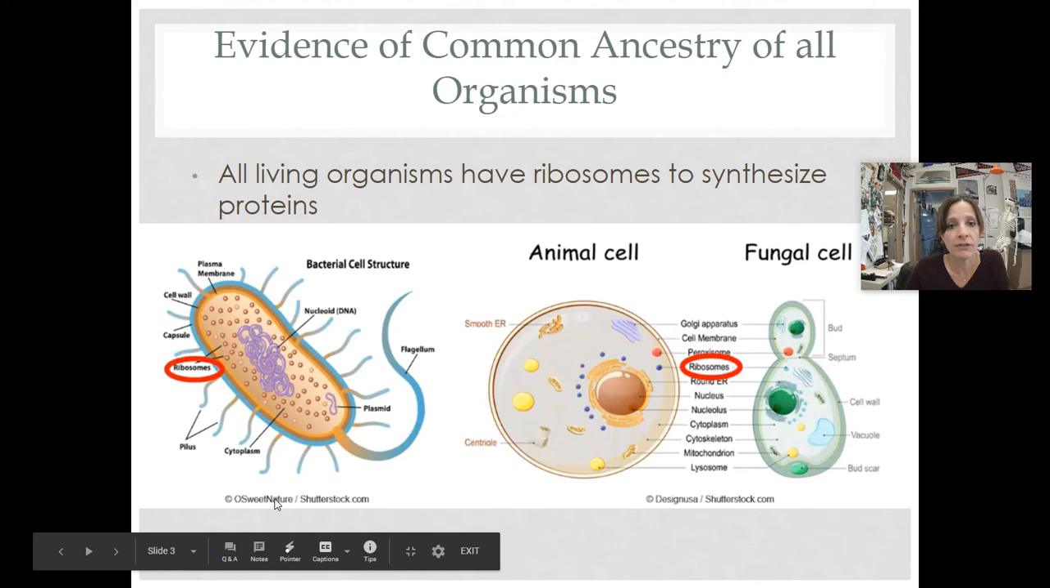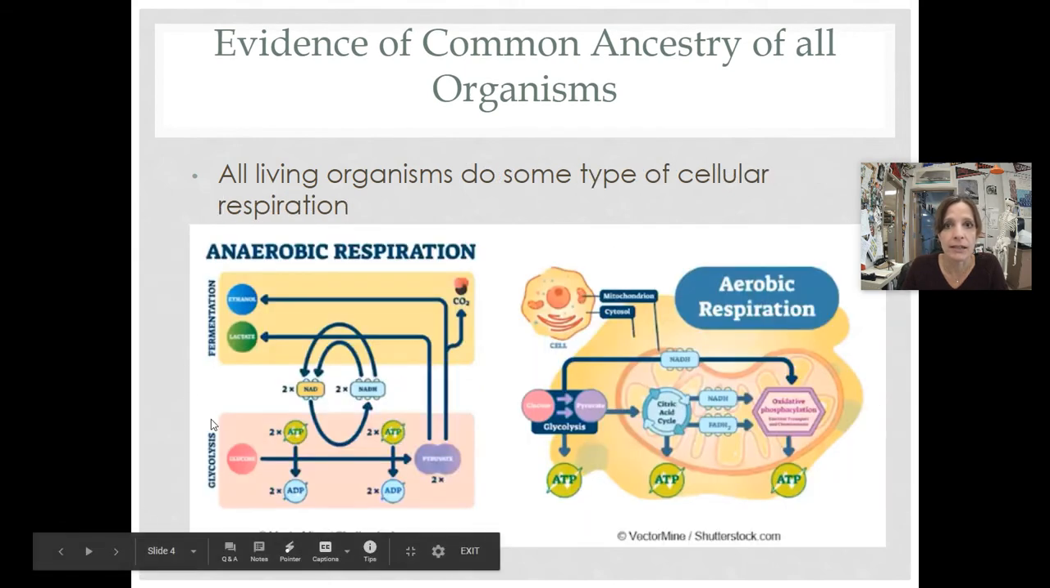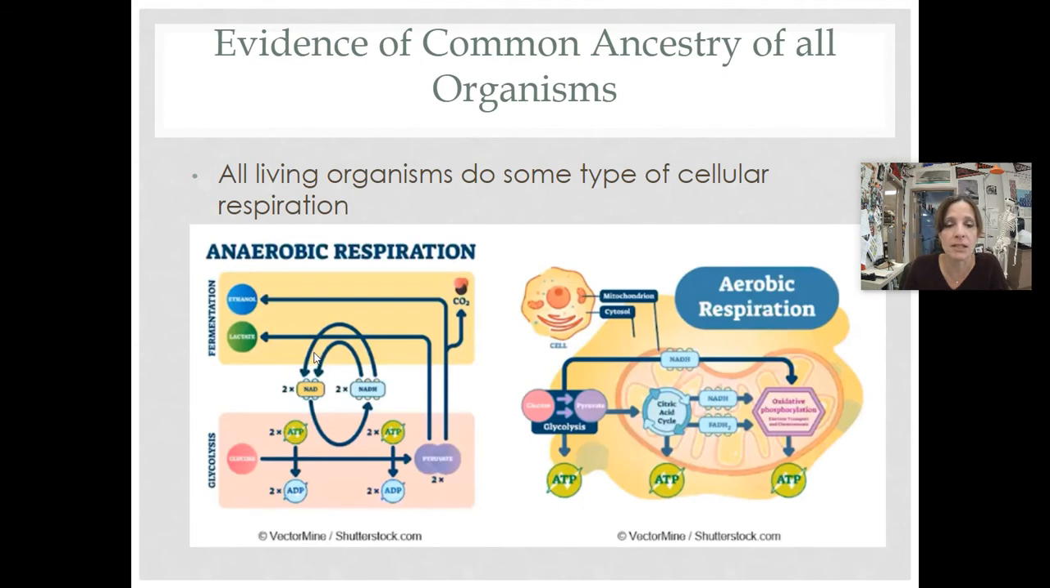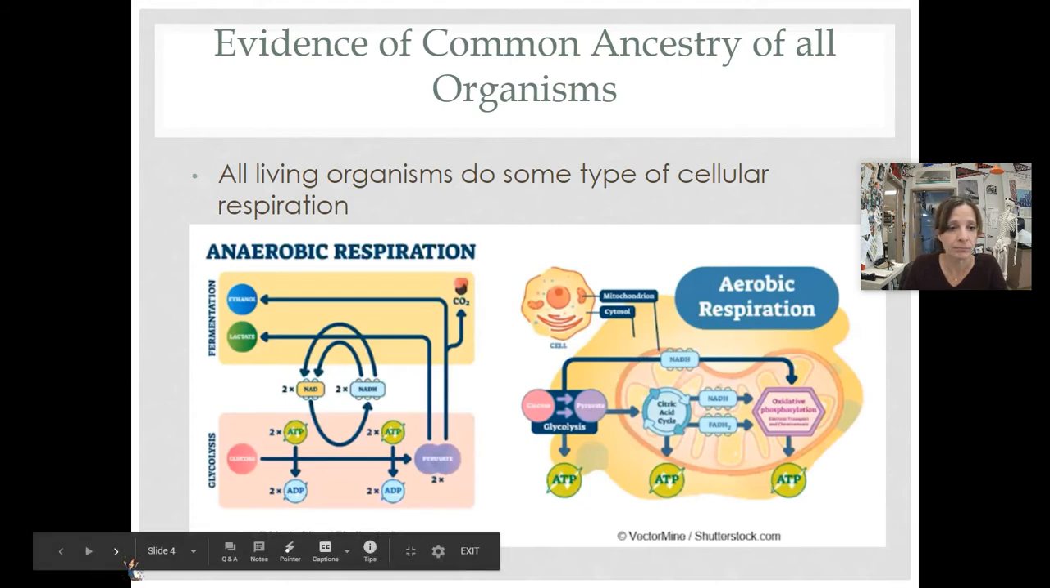The other piece of evidence is that all organisms have ribosomes. And if you remember from organelles, ribosomes make proteins. So all organisms have ribosomes. And then the third piece of evidence that we have a common ancestry is that every organism does some type of cellular respiration. So it could be anaerobic, where you don't require oxygen, or aerobic, like our mitochondria do.